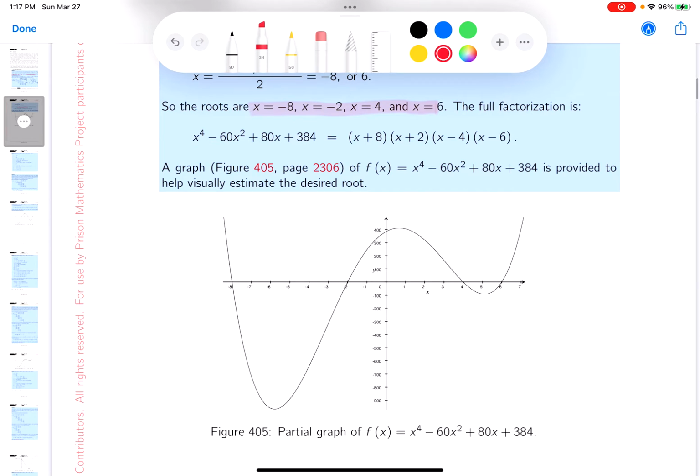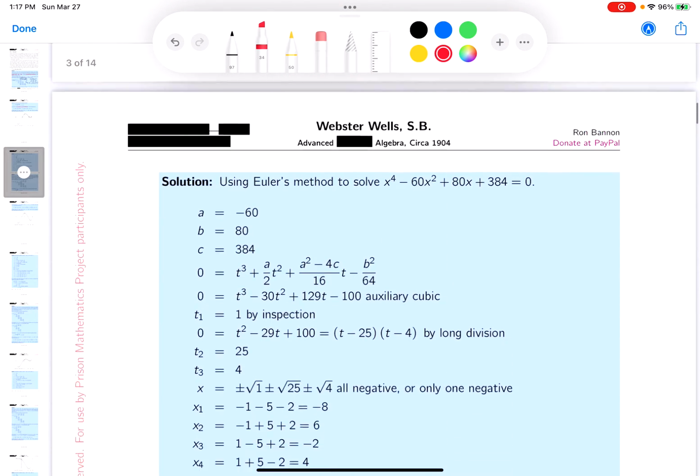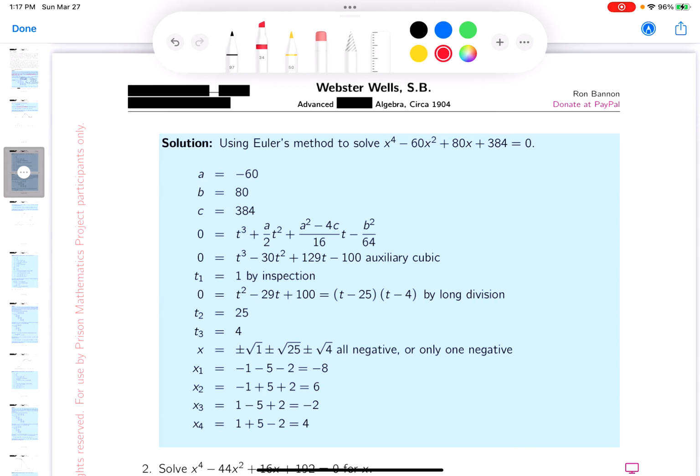Looking at a picture of it, we've done many of these before. Minus 8 is one of the roots. Minus 2 is a root. 4 is a root, and 6 is a root. And again, it's a 4th degree polynomial. We're expecting to see behavior like this. All right, so this section over here was about Euler's method.